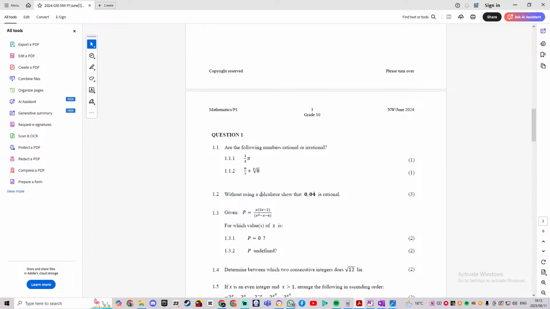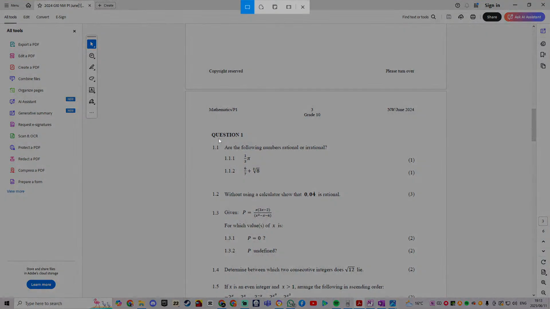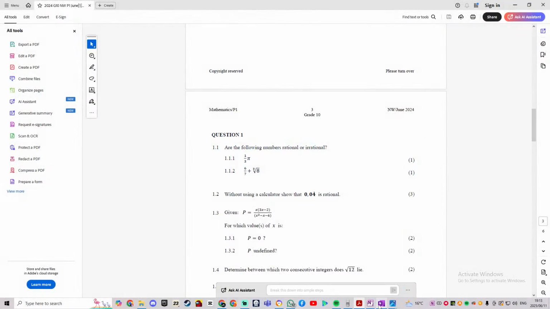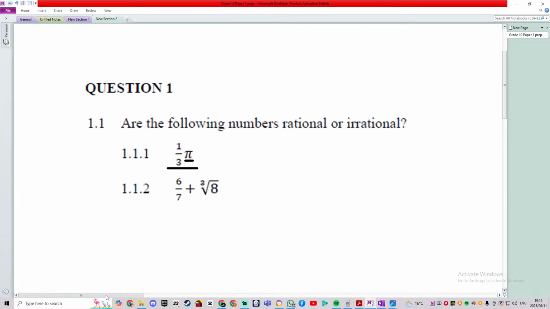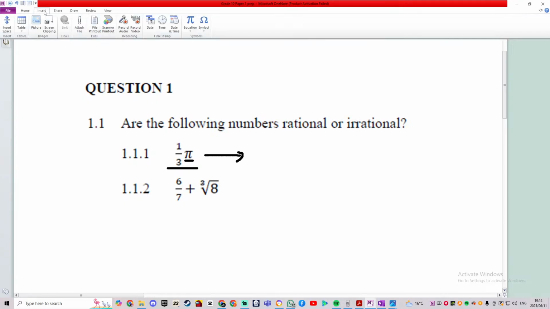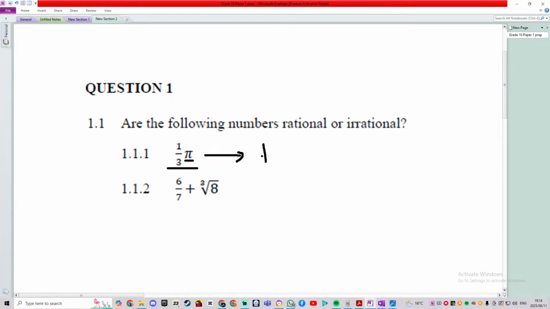Are the following numbers rational or irrational? Okay, you're always going to get a rational or irrational question at the beginning, guaranteed, of the paper. That's just how it goes. Okay, let me just paste that here. So we have 1 over 3 pi. Now we already know pi is irrational, and anything multiplied by pi or anything relating to pi would immediately be irrational. We know that pi's digits go on infinitely. So this is irrational simply because of the pi. Okay, 1 over 3 pi is irrational.